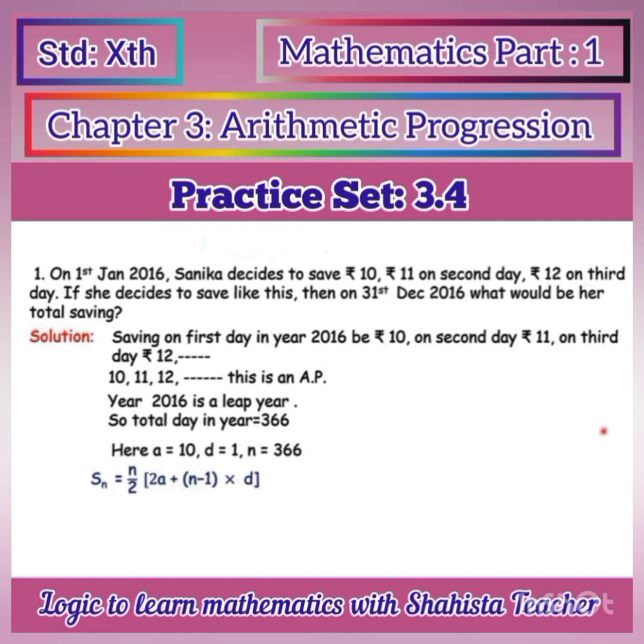Sn is equal to n by 2, make main bracket 2a plus another bracket n minus 1, close the bracket into d, close the final bracket. Now here we have to use this a, d and n value in this formula. So S366 is equal to 366 divided by 2, make a bracket 2 multiplied by 10 plus another bracket 366 minus 1 into 1, close the bracket. You have to just put this value in this formula.